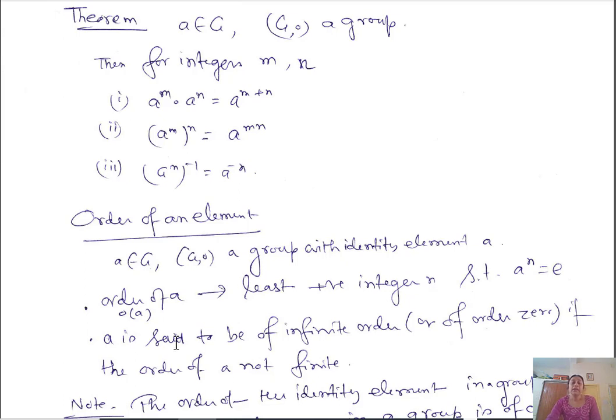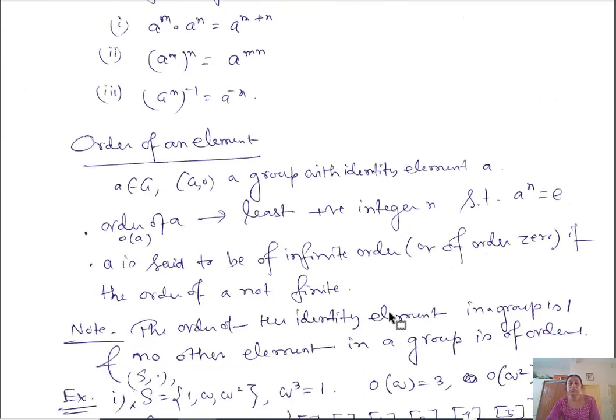And A is said to have infinite order, or order 0, if the order of A is not finite. If the order of A is not finite, it means such an n cannot be found. Such a least positive integer you cannot identify.